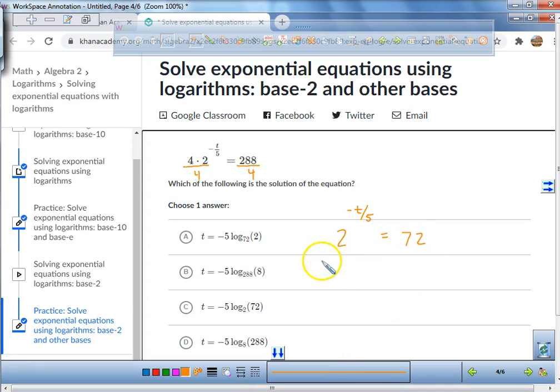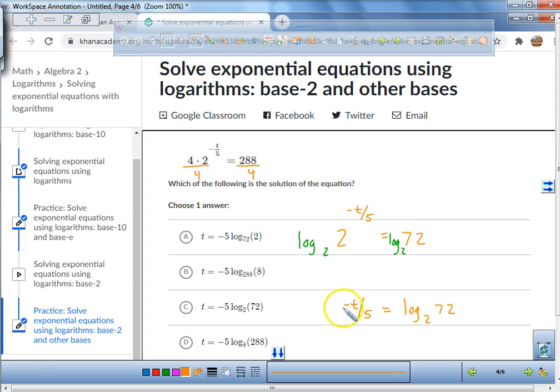So now I'm going to apply what's called log base 2 on both sides. The log base 2, I'm going to write over here, tiny log base 2. So those cancel out. I'm left with negative t over 5 equals the log base 2 of 72.